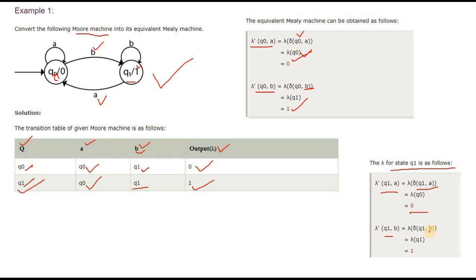So Q1 comma B, B is how much? Q1. Q1 comma B, B is also Q1. So what would be the output? Output is 1. So now you have 4 different outputs with you, with inputs also. So by using these equations, you need to build the new state table which belongs to the Mealy machine. So this is the new state table.